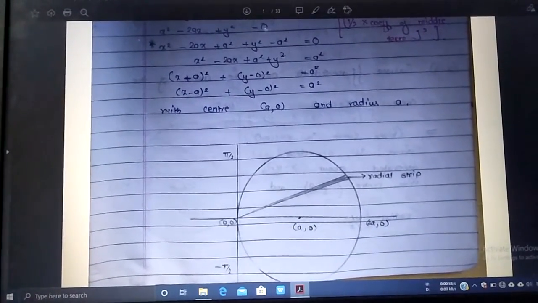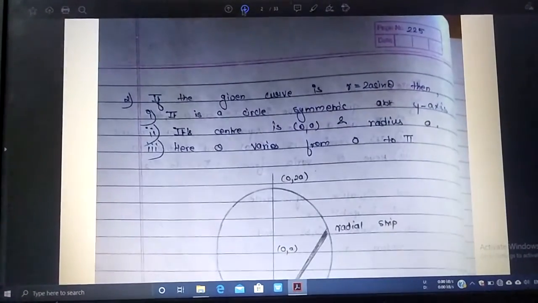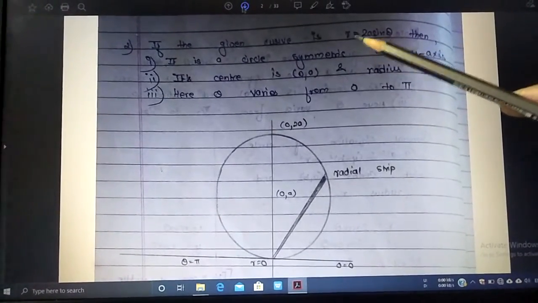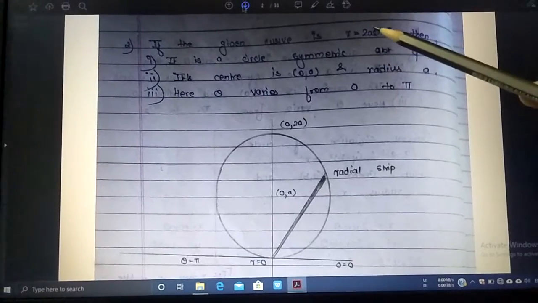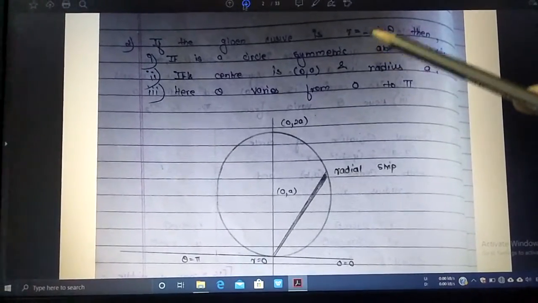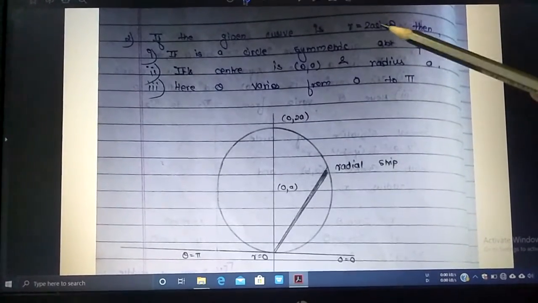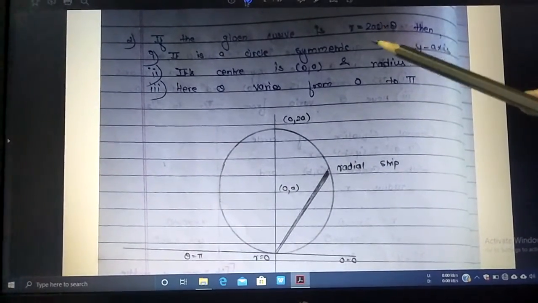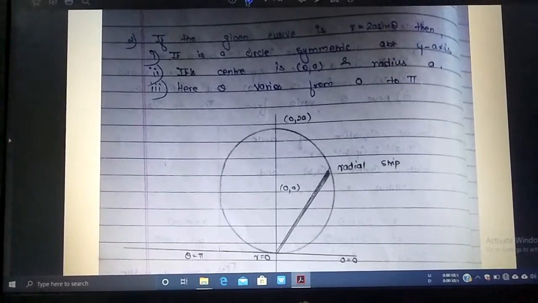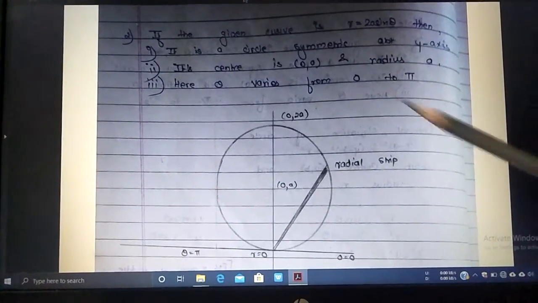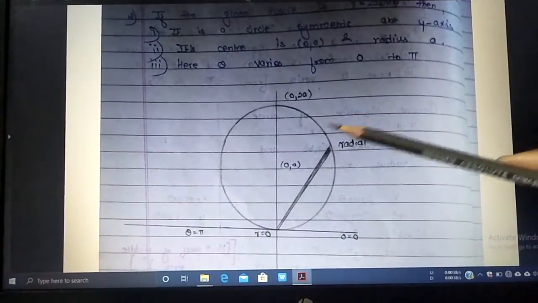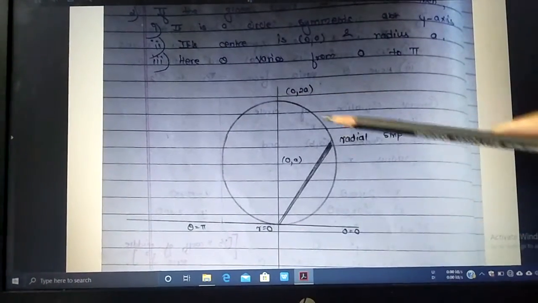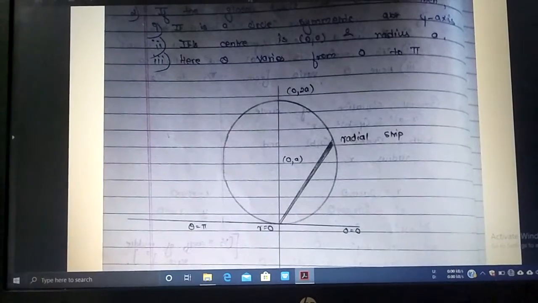Similarly, if the curve is in the form r equal to 2a sin theta, this again represents a circle, symmetric about y-axis, with the center at (0, a) and the radius a. The circle will be drawn symmetric about y-axis with diameter 2a, and to cover this circle we have to draw a radial strip. That means a strip can be drawn from the origin to the curve.